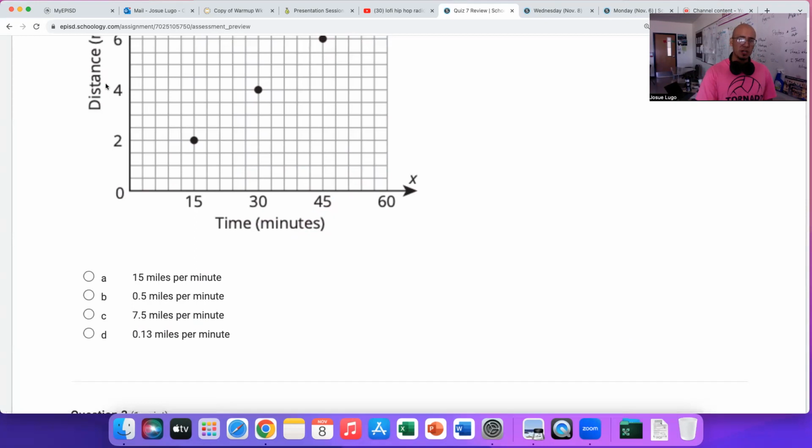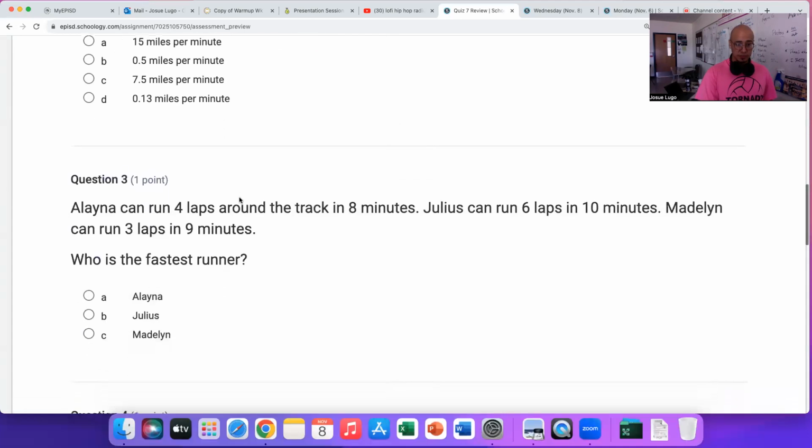If you're confused as to what goes in the numerator and denominator, then you can just look at the answer choices. Notice they have miles per minute. That literally means miles per minute. So that's another way that you could verify if they want the numerator to be a particular unit and the denominator to be a particular unit.